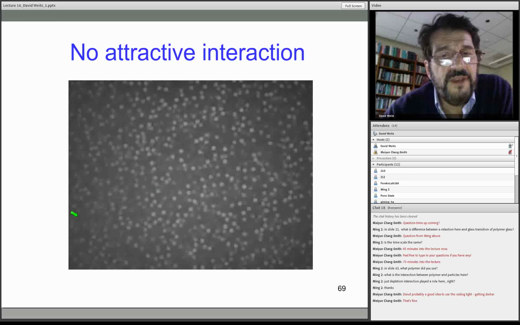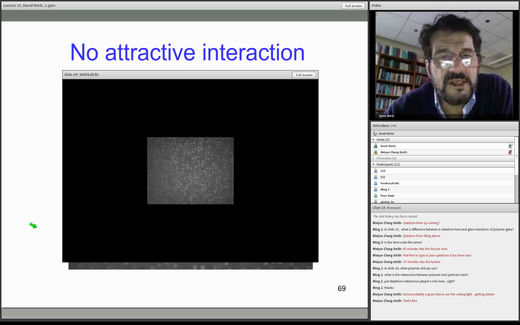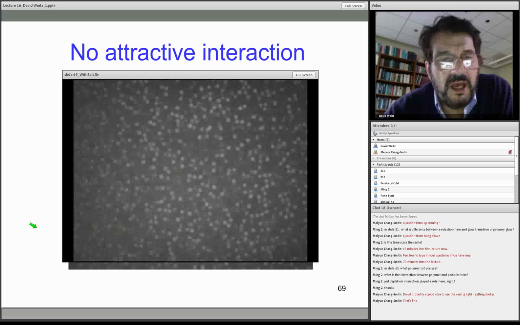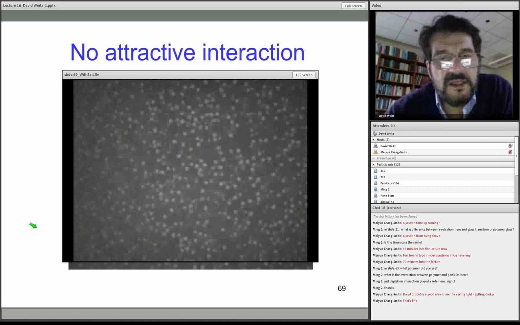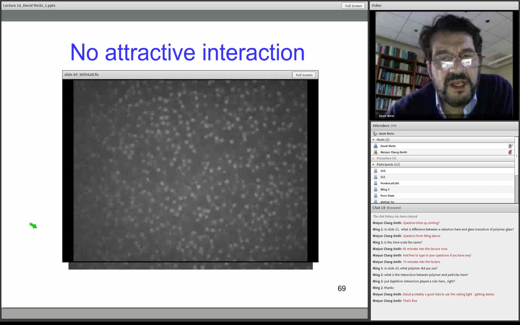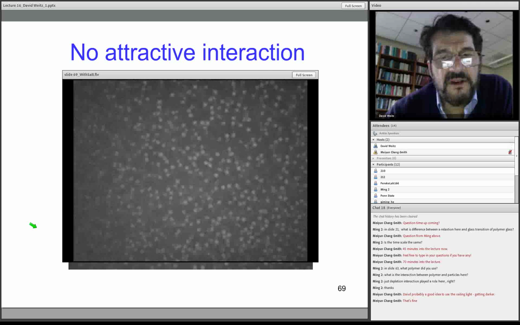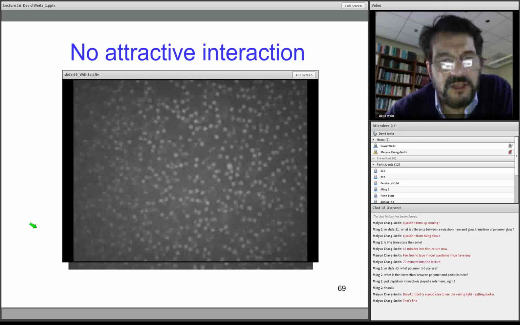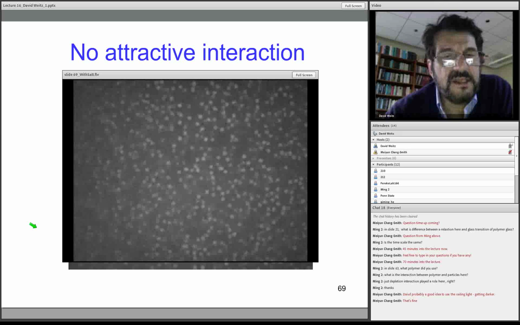This is a movie. This is what happens. This is the way the particles look in the absence of any polymer. If we play the movie, you can see, if it plays properly on your screen, they're diffusing around. They're just acting as hard spheres. They're coming close to each other. They're moving apart from each other. And that's enough. Thank you, Mayun. If we can go to the next slide.